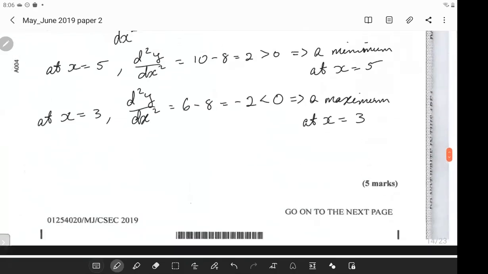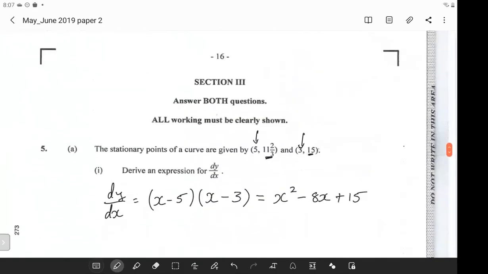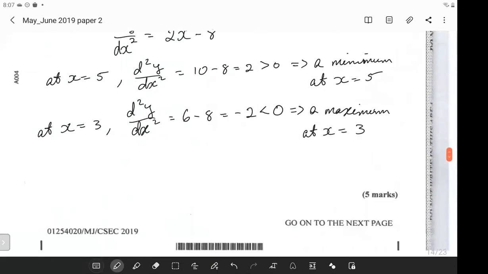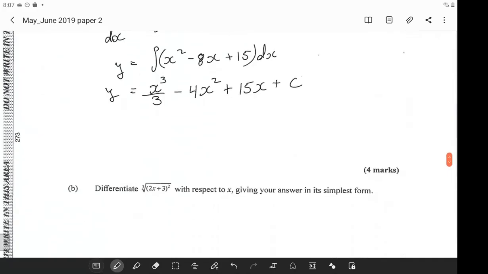Now how do we get that constant of integration? Well, we could use one of these points up here. We know that these are the stationary points on the curve, so the curve passes through those points. I would prefer to use the second point, as it is not as complicated as the first point. I don't like to work with fractions too much. So we could substitute x equal 3 and y equal 15.